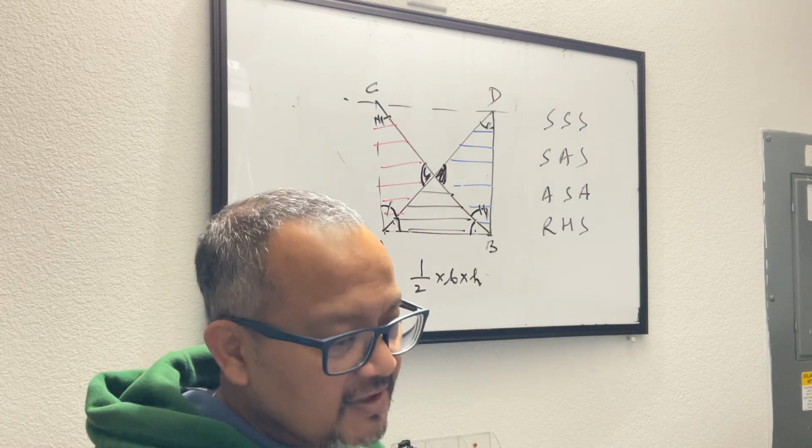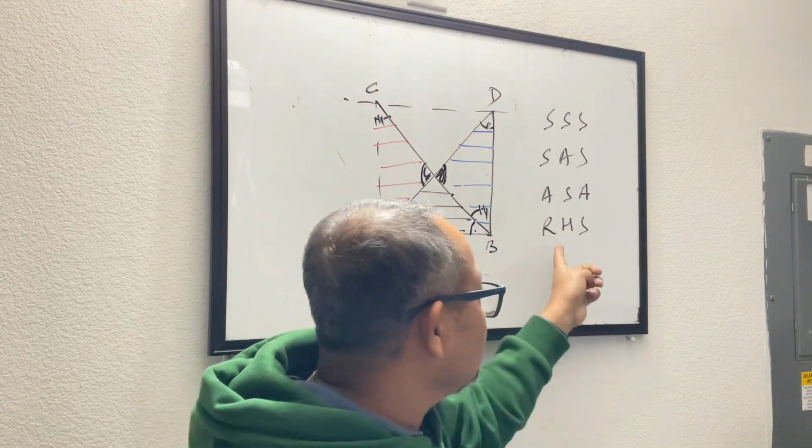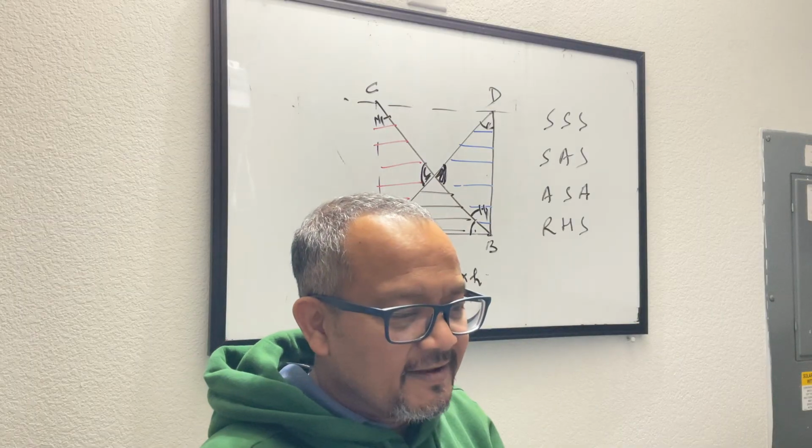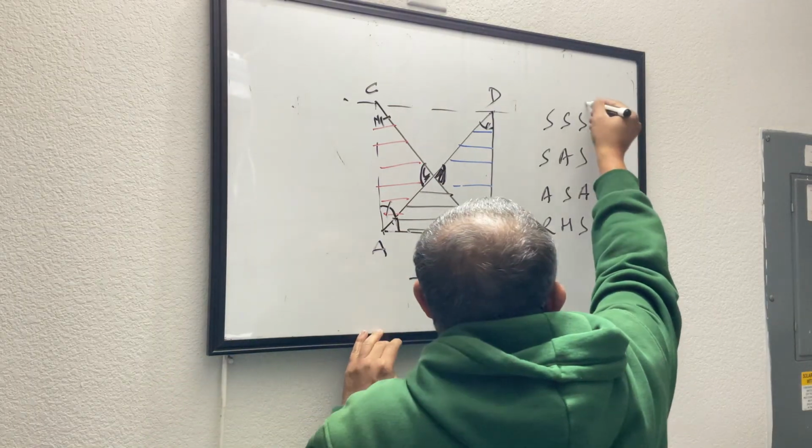HL, we'll come to that. So HL is nothing but RHS. Okay. So this is for every triangle.